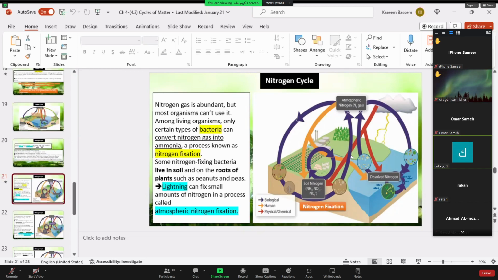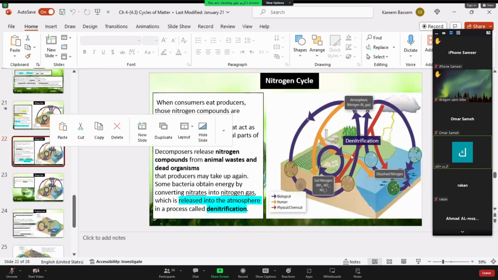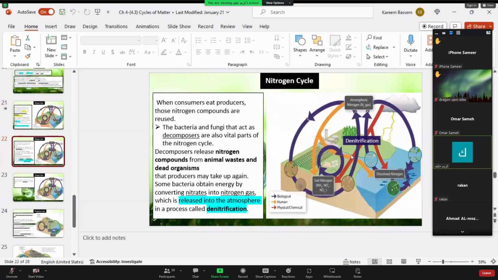Sometimes, due to lightning, atmospheric nitrogen fixation takes place. In order to do the recycling process, the opposite happens, which is a process called denitrification.